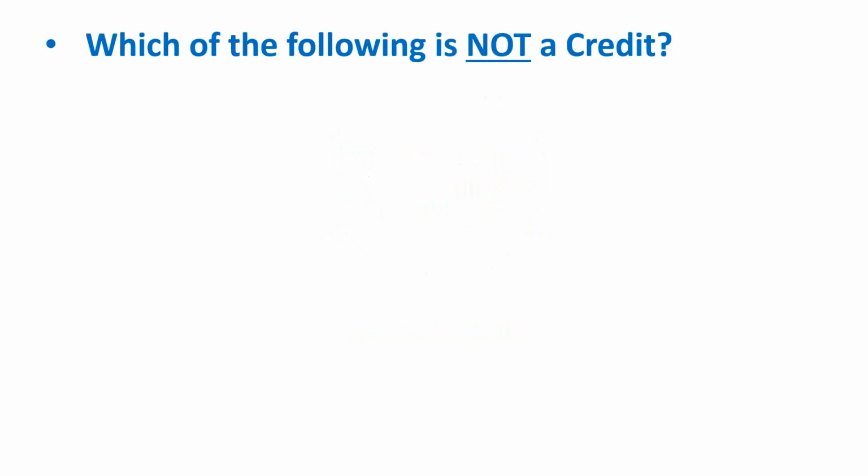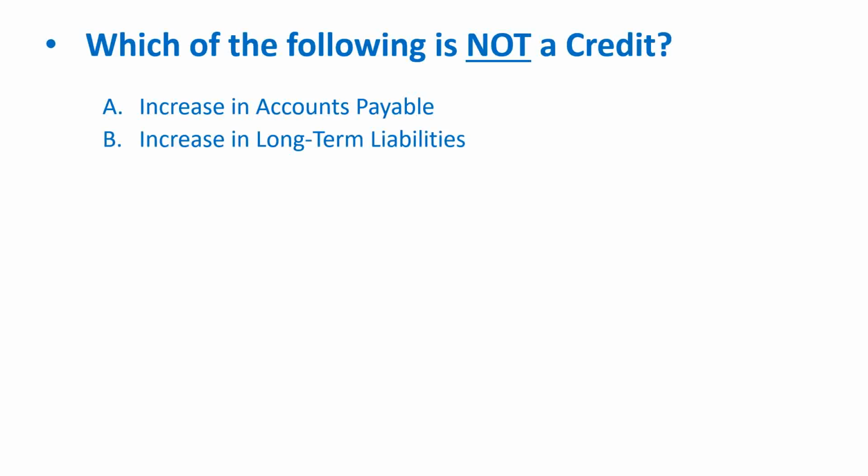Stop and think. Which of the following is not a credit? This credit is funds coming in. So which of the following is not bringing funds in? Increase in accounts payable, increase in long-term liabilities, earning revenues, distributing dividends. Which of these would not be a credit?